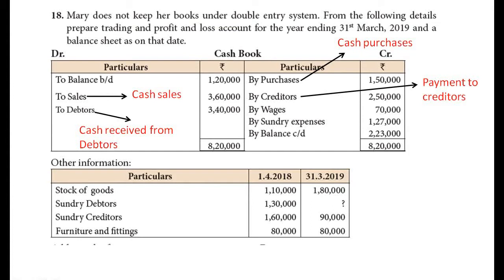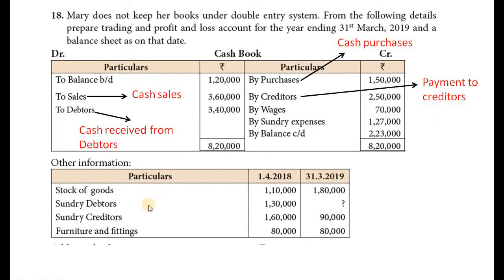What is given in the problem? We have a cash book. From the cash book, we can get the following information. The opening balance of cash is given here and the closing balance of cash is also available. And cash sales made during the year, cash received from debtors, cash purchases and payments made to the creditors, and we have some expense details, wages and sundry expenses.